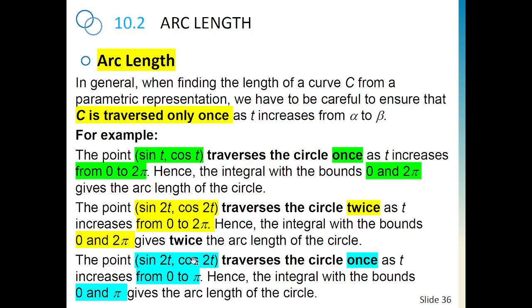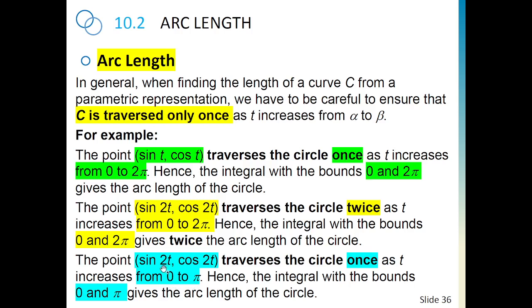If we use this expression with sine 2t and cosine 2t to describe the circle, we need to make sure that with this expression we traverse the curve only once. And for that to happen, our parameter needs to run from 0 to pi.